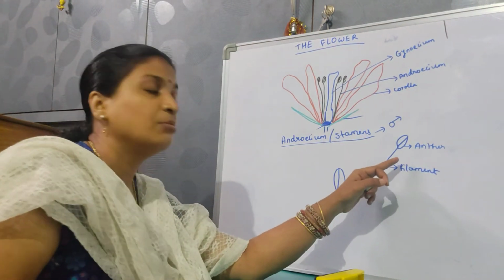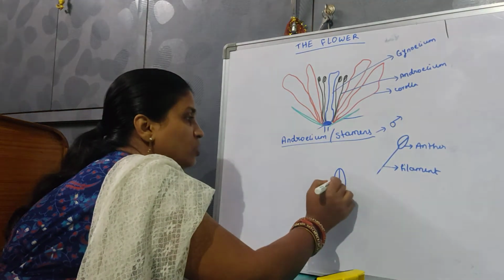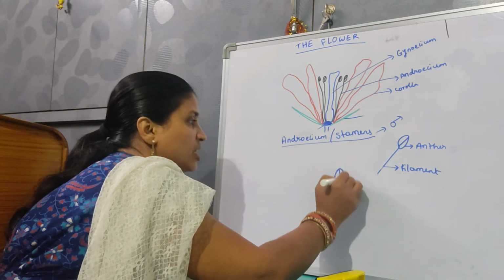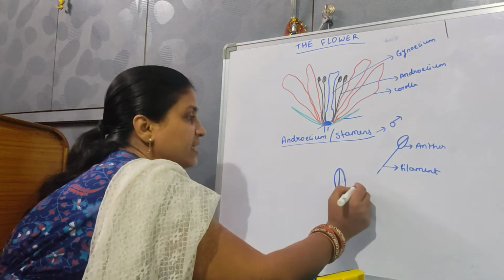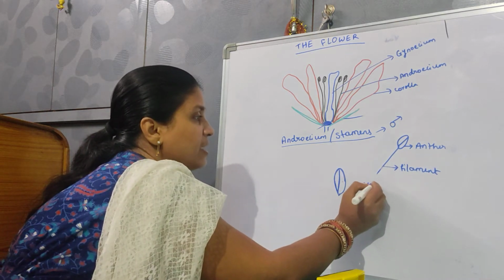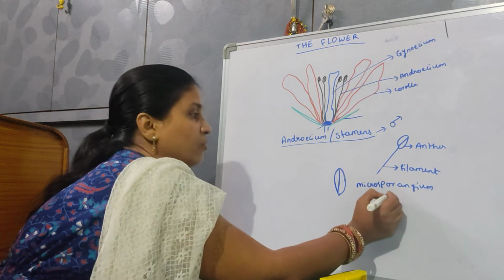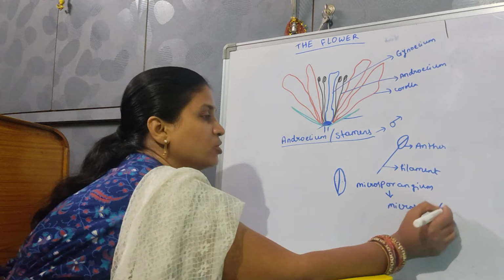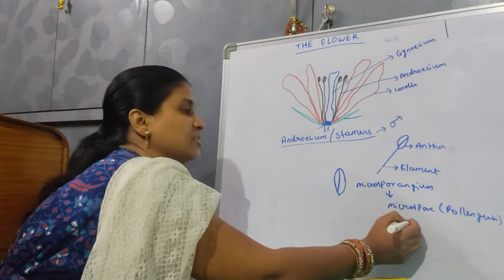This anther bears the microsporangium. Here two chambers are present. This is bilobed. Two chambers and two locules will be present. So this bears the microsporangium, which will be producing the microspore. The microspore is nothing but the pollen grain, which is the male reproductive part.